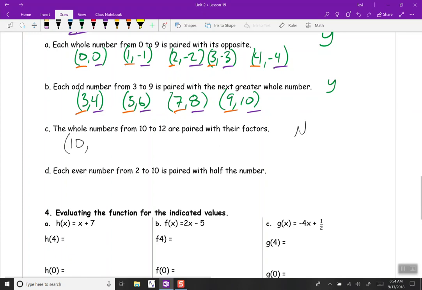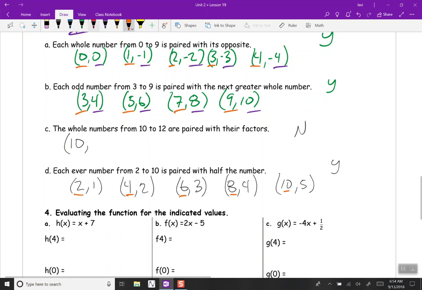Each even number from 2 to 10 is paired with half the number. So 2 would be 1, 4 would be 2, 6 would be 3, 8 would be 4, 10 would be 5. So yes, that's a function. Domain 2, 4, 6, 8, 10. Range 1, 2, 3, 4.